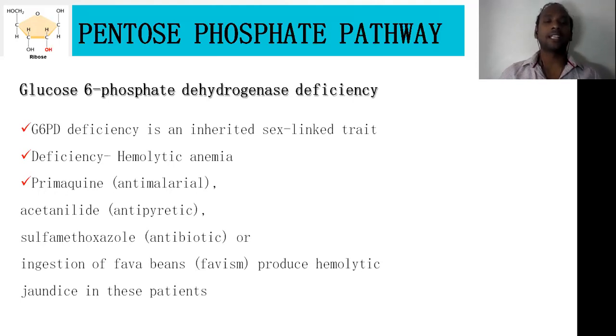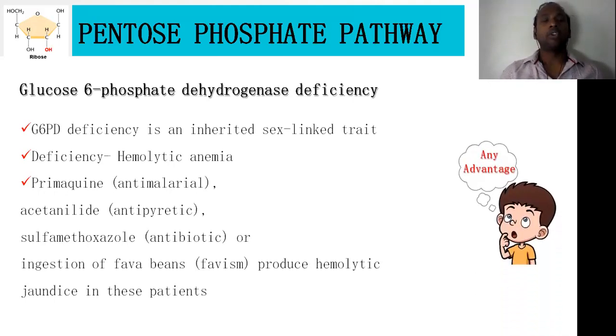If certain drugs like anti-malarial drugs, antipyretic drugs, and antibiotics are given to patients deficient in this enzyme, it leads to hemolytic jaundice, right? Not only that, even flavonoids can cause hemolytic jaundice. This is called favism, right? These are the different kinds of deficiency disorders associated with glucose 6-phosphate dehydrogenase.